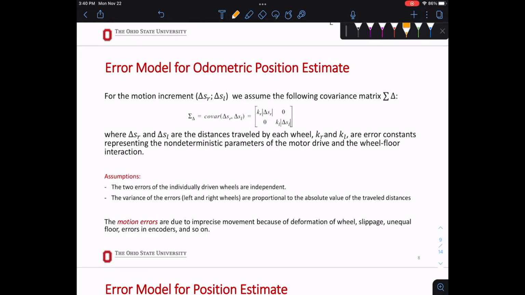So now delta SR and delta SL, so KR and KL, basically represent the non-deterministic part, because you don't know how to measure the floor impact. But you observe that every time I go on this path, there's this much error in the right wheel, and this much error in the left wheel. I'm going to assume this much error is because of floor impact, right?